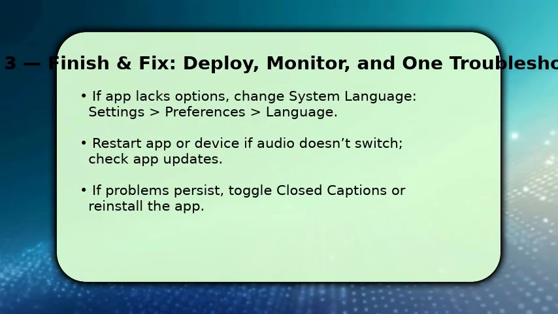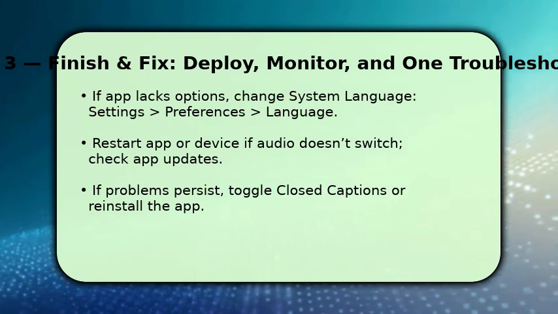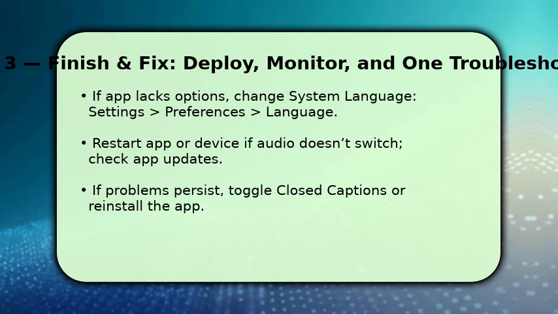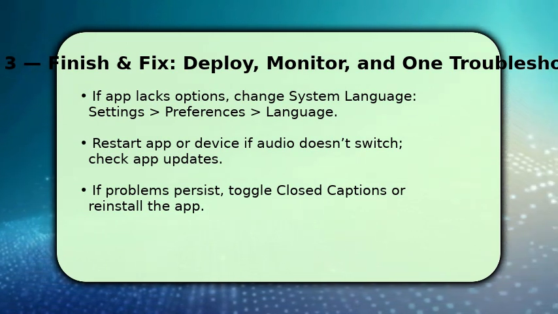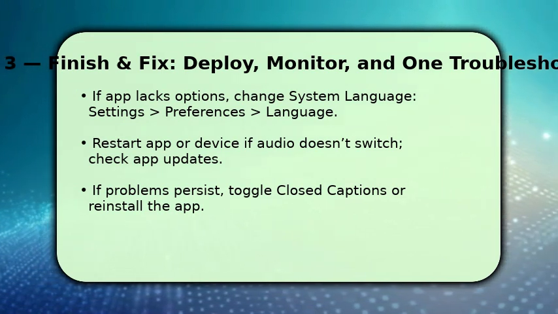If the app doesn't offer an audio track, change the device language in Settings. Go to Preferences, then Language, and pick the closest match. This affects menus and some app behavior. If the new track doesn't apply, restart the app or reboot the Fire TV stick to clear caches.